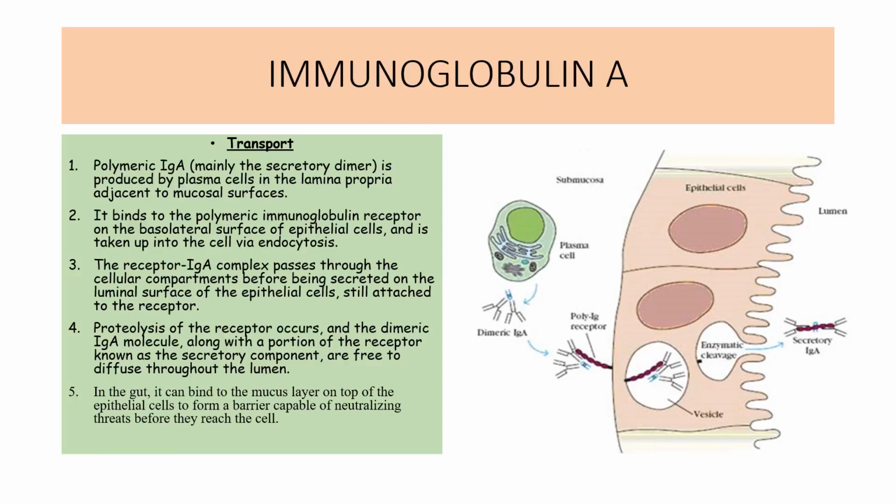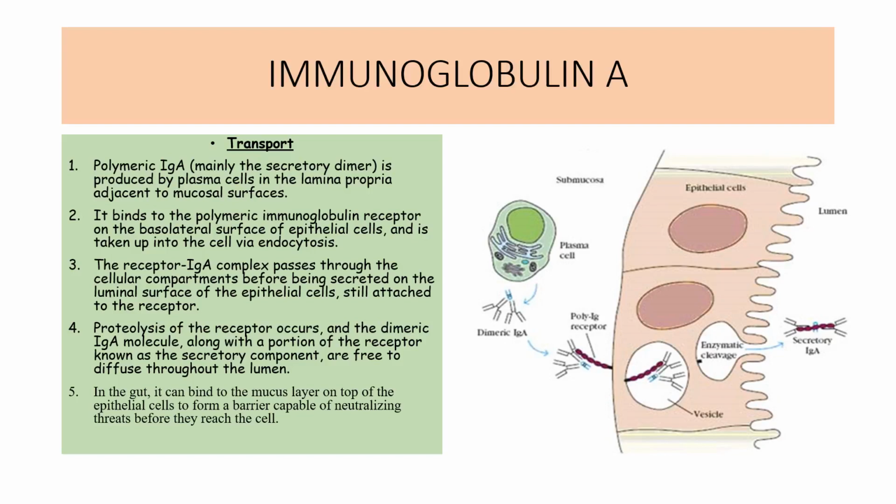Now, the transport. The polymeric IgA, mainly the secretory dimer, is produced by plasma cells in the lamina propria adjacent to the mucosal surface. It binds to the polymeric immunoglobulin receptor on the basolateral surface of the epithelial cell and is taken up into the cell via endocytosis. The receptor IgA complex passes through the cellular compartment before being secreted on the luminal surface of epithelial cells, still attached to the receptor. Then proteolysis of the receptor occurs and the dimeric IgA molecule along with the portion of receptor known as secretory component are free to diffuse out through the lumen.